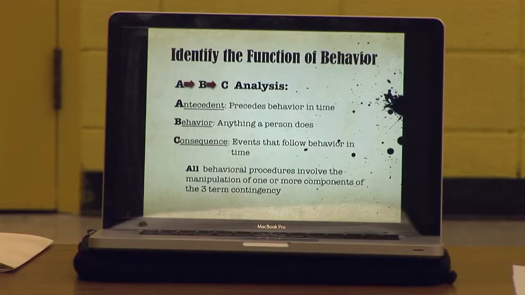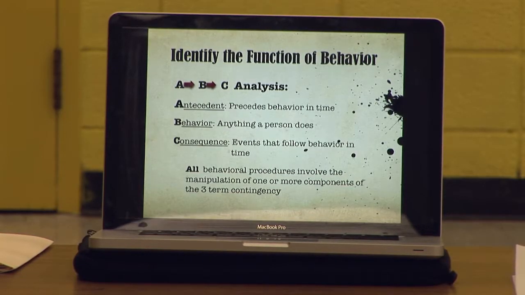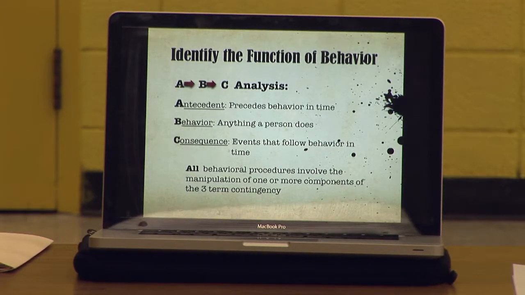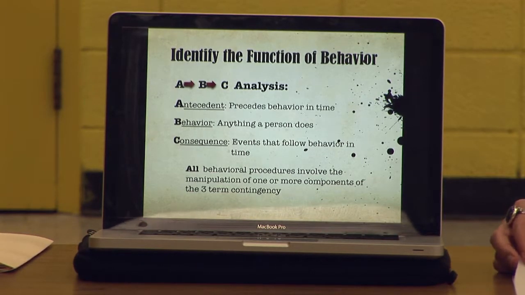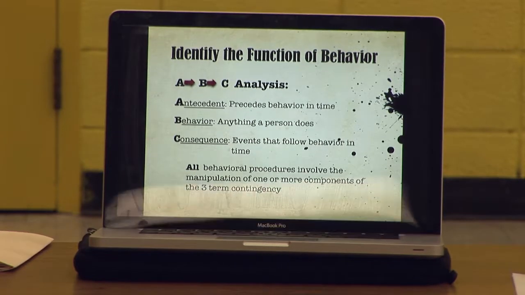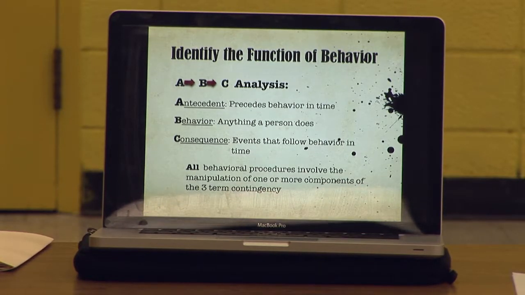Okay. The ABC analysis is kind of the crux of behavior analysis for assessing, and the A stands for antecedent. It's anything that happens specifically right before the behavior. Typically we say like 3 to 5 seconds before the behavior. The B stands for behavior, and so again, that's what the person is doing. That's why we spend some time observing the behavior and defining the behavior.